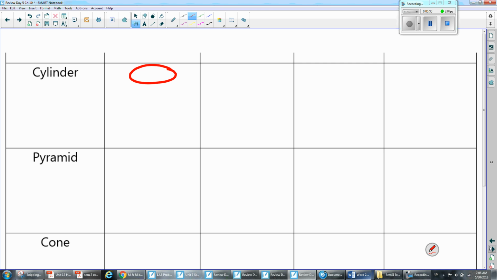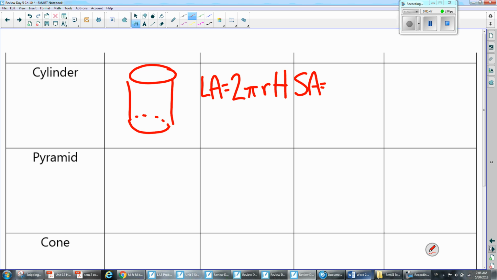Cylinder has 2 circle bases. So since we're talking about circles, our formula is going to take 2 pi rh. With the surface area, take your lateral area and add 2 pi r squared since it has 2 circle bases. And when you're calculating the volume, take the area of the base, pi r squared, times the height of the whole cylinder.